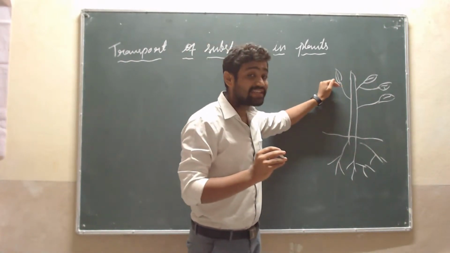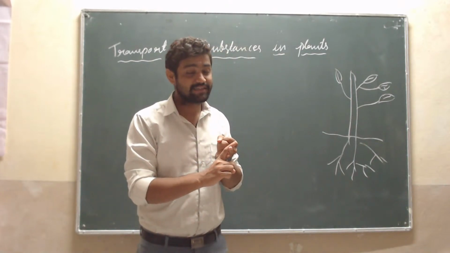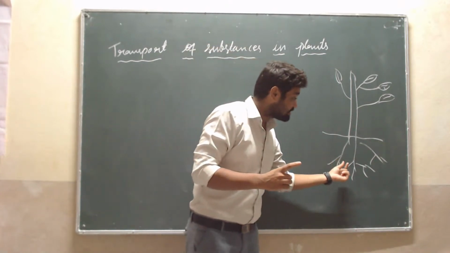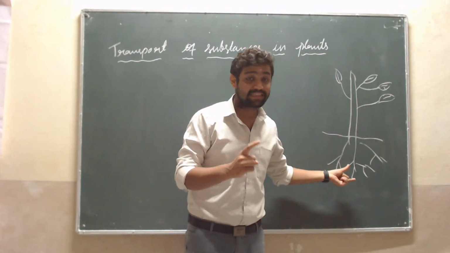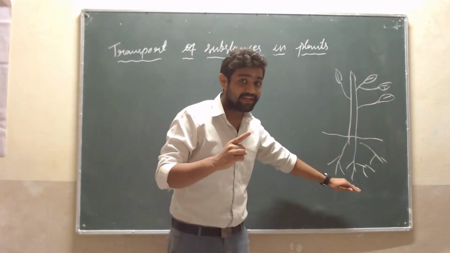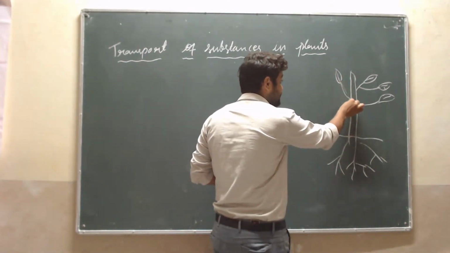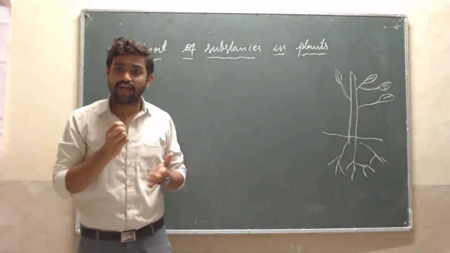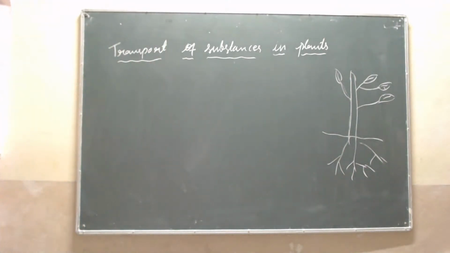See, to prepare the food, they need minerals and nutrients. That is absorbed by the roots. Water, nutrients and all those minerals are absorbed by the roots and transported to the leaves. How is it possible?